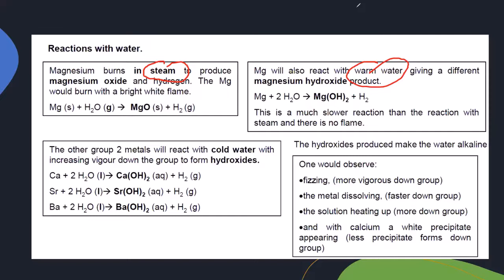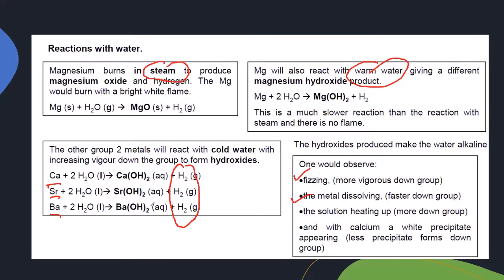And when these hydroxides are formed, as you can see, alkaline solutions are there. What we will observe is that hydrogen gas is given off. Whenever a gas is given off, we see fizzing, bubbles, effervescence. When we add the solid calcium, strontium or barium, we observe the metal dissolve, and it dissolves much faster as we go down the group.